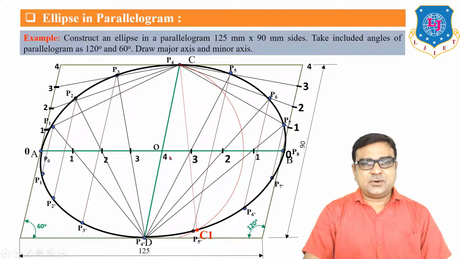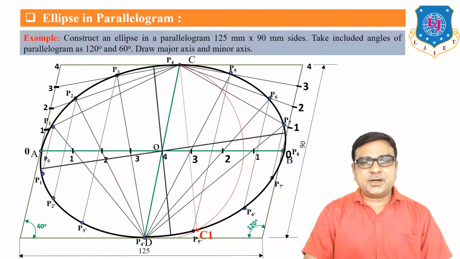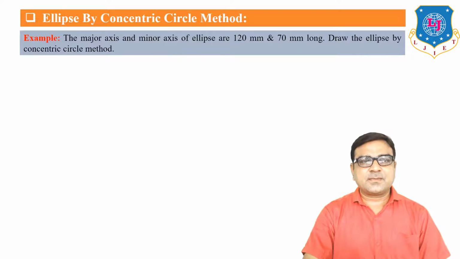Now I want to draw a line passing through O which must be exactly parallel to CC1. So this line becomes the minor axis of the ellipse, and the perpendicular to that passing through center O is known as the major axis of the ellipse. So you can measure with the use of a scale.